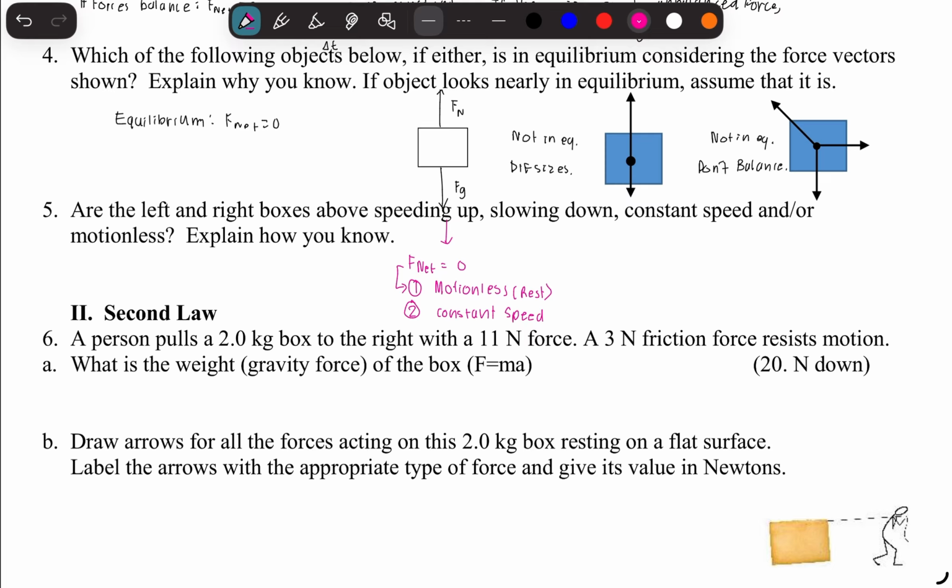So now the right box, we can see this can be in two cases. The first case is that it is accelerating. This is because the F net does not equal 0. Or the second case is that it's speeding up or changing direction.